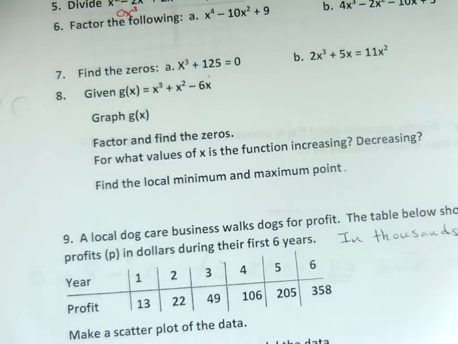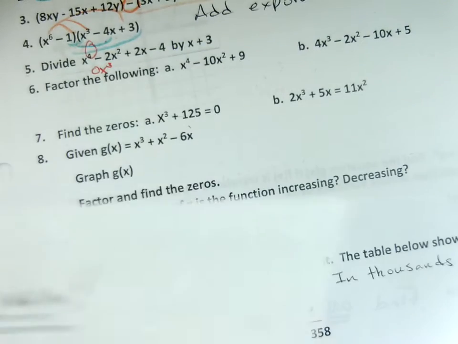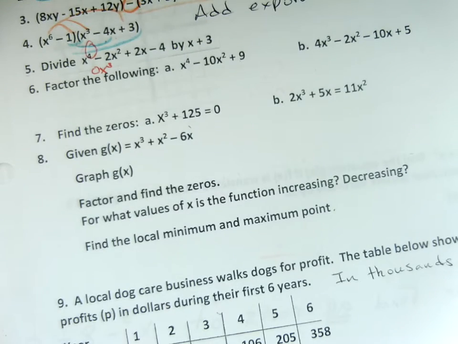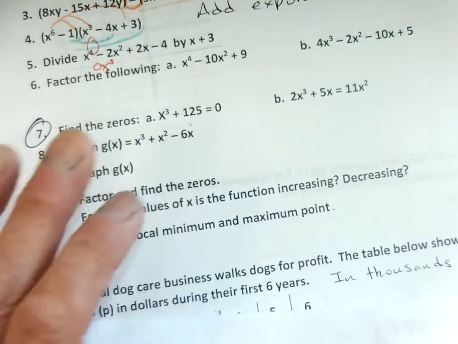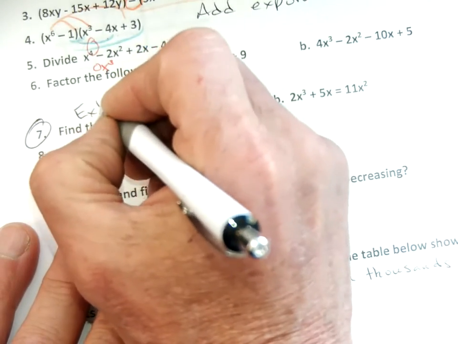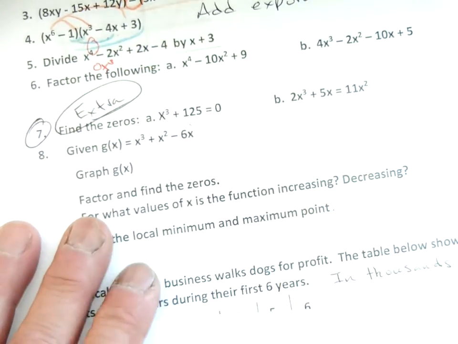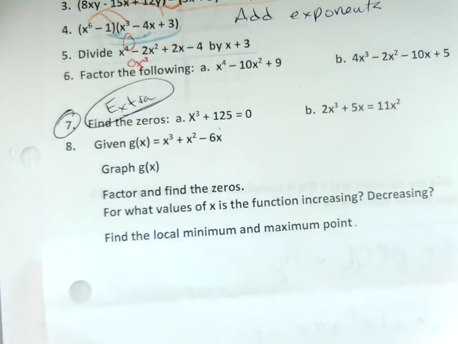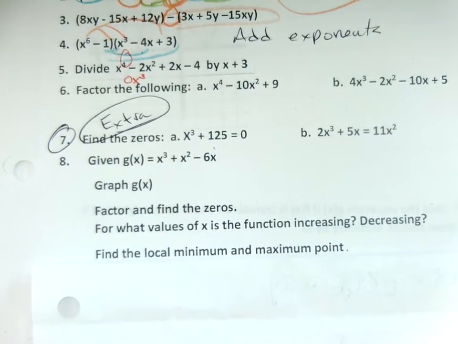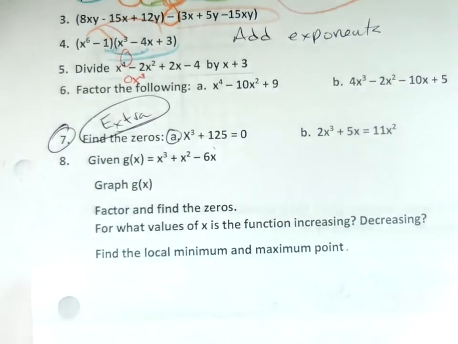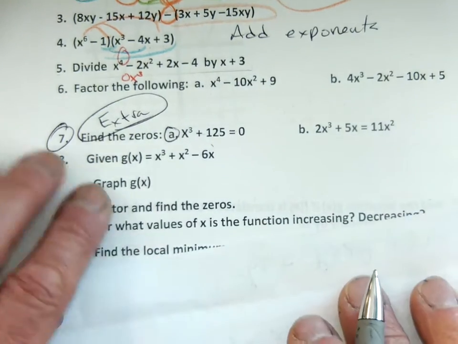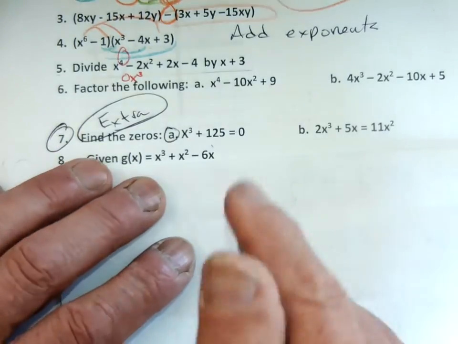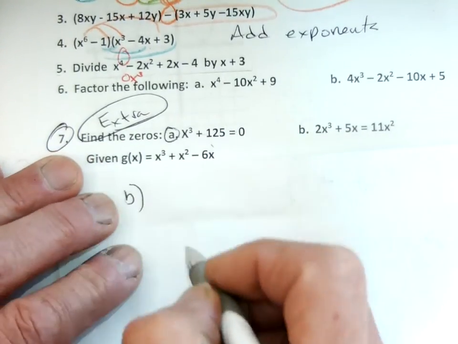You guys ready for 7? So 7 says find the zeros. All right, here we go. 7A is the extra, so I'll come back to it. That's the extra, or one like it is the extra, because you're going to have to use the quadratic formula and all that. But let's look at B, and I'll come back to 7A. So B, we're just going to solve it.